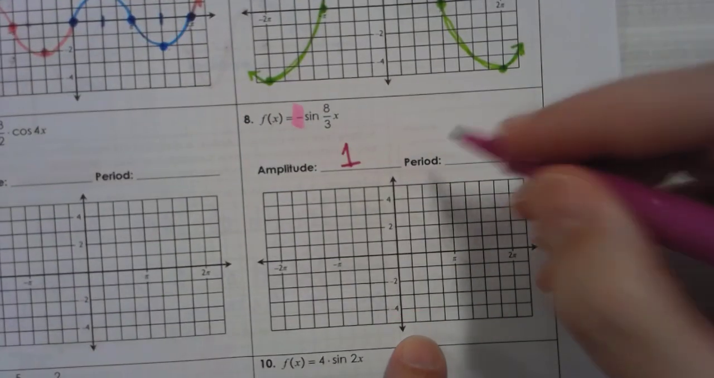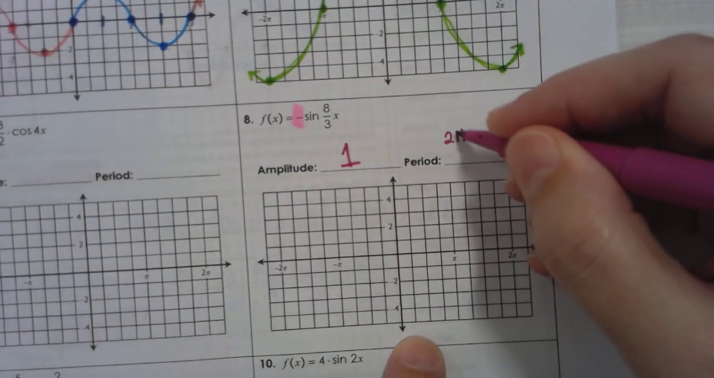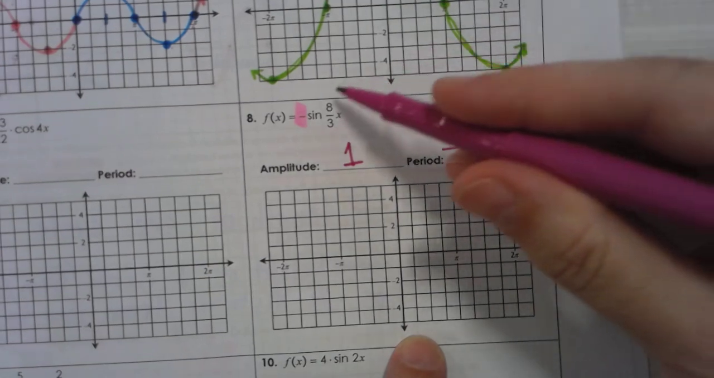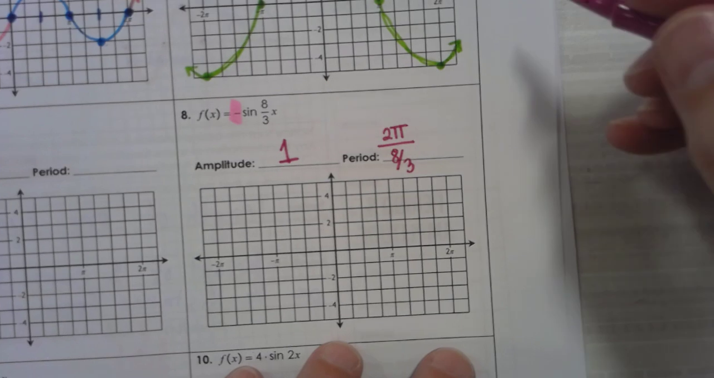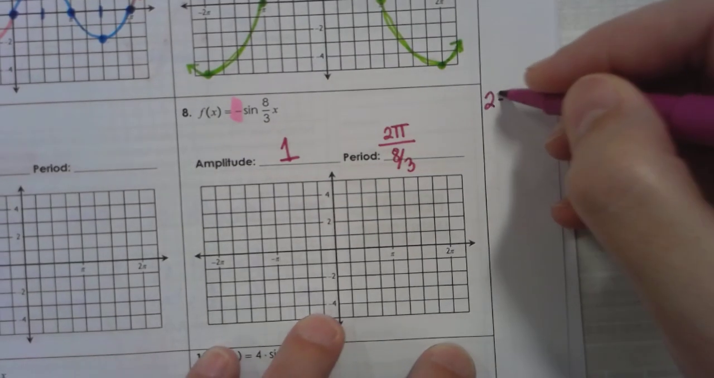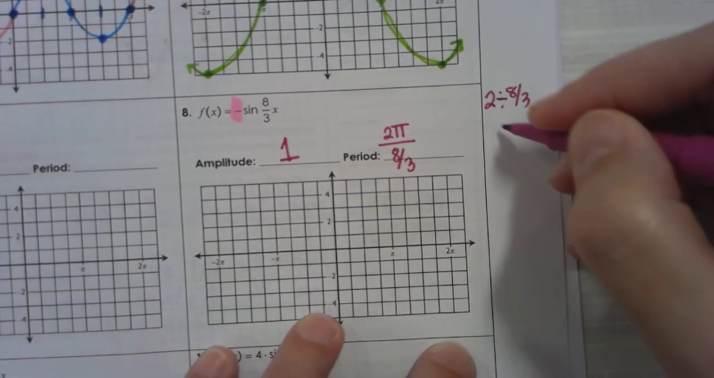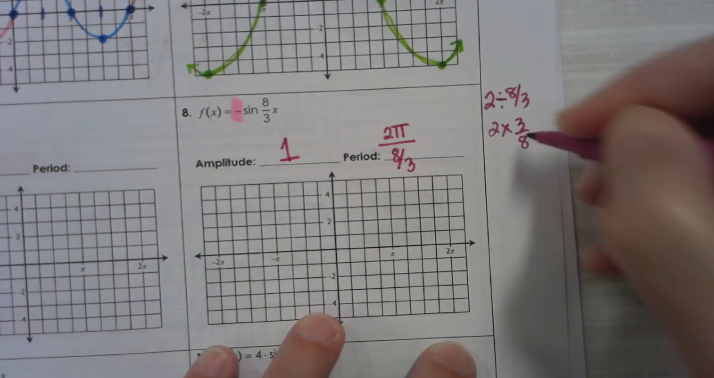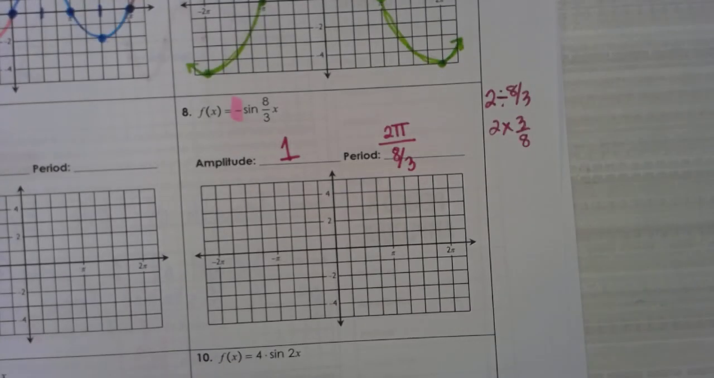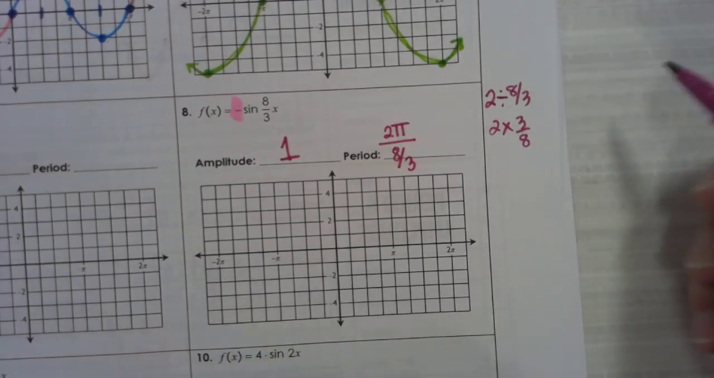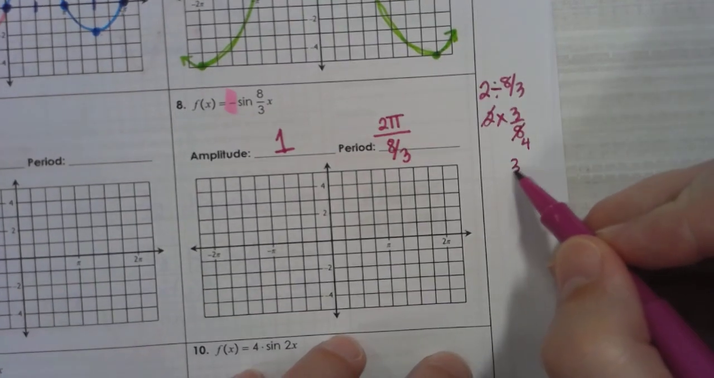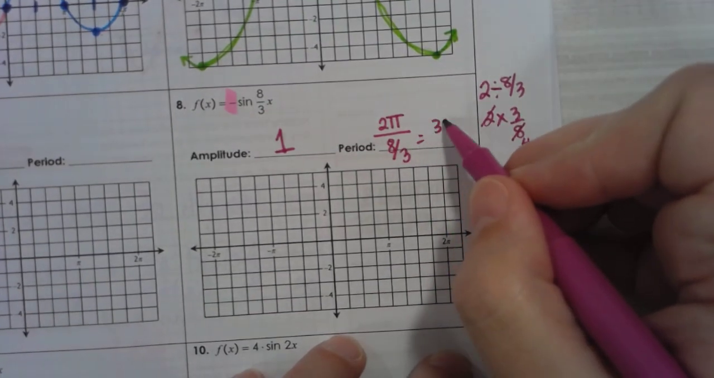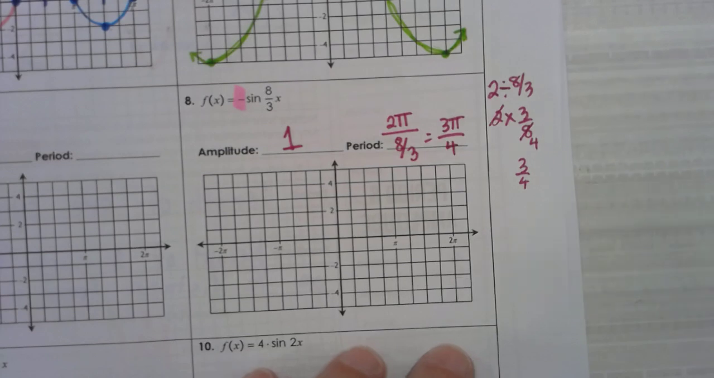And then our period is going to be 2 pi divided by 8/3. So 2 divided by 8/3 is the same as 2 times 3/8. So 2 and 8 can simplify, so that's going to be 3/4. So 3 pi over 4.